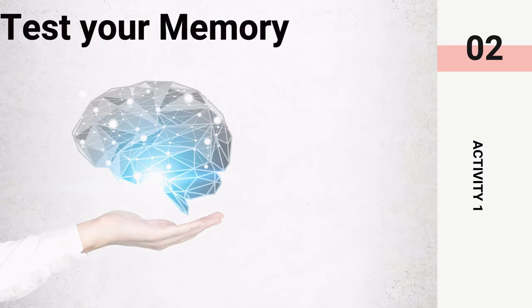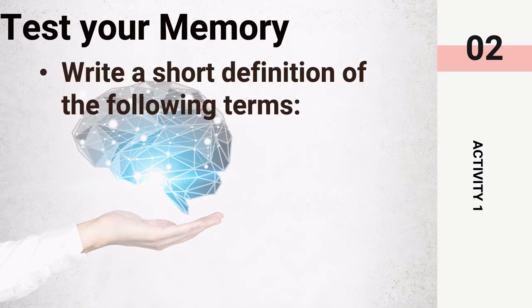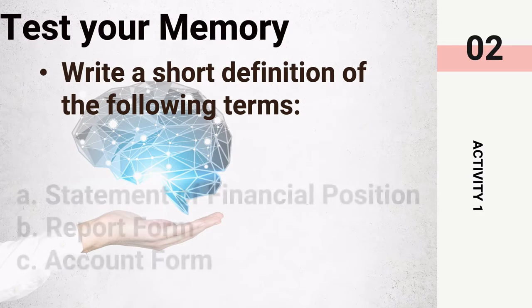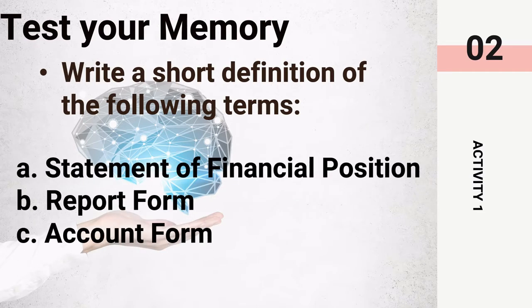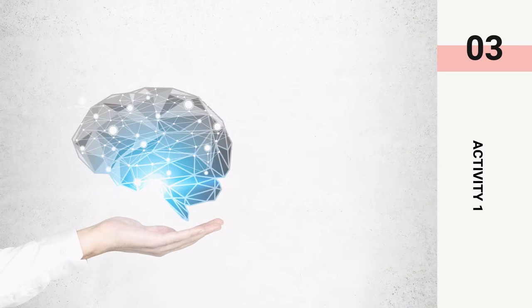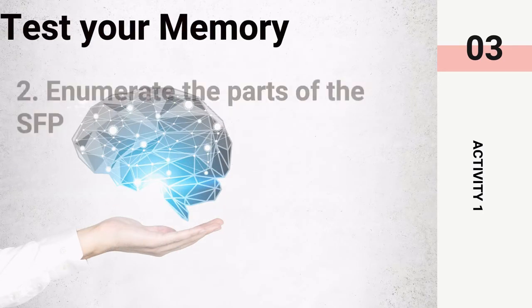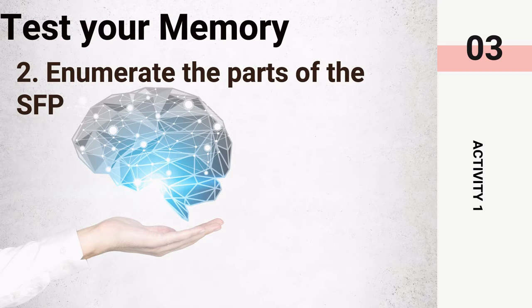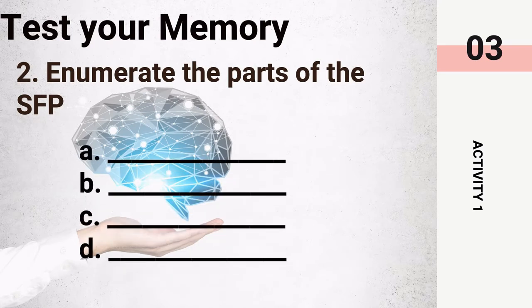Before we proceed with our lesson, let's have a review of what we've discussed last time. In your notebook, write a short definition of the following terms. A. Statement of financial position. B. Report form. And C. Account form. Next, enumerate the parts of the SFP. So yan, isulat nyo sa notebook nyo yung 4 na parts.